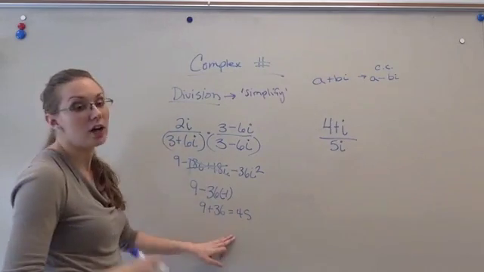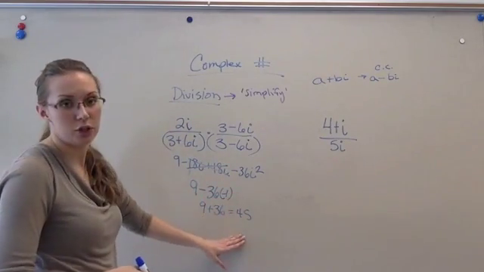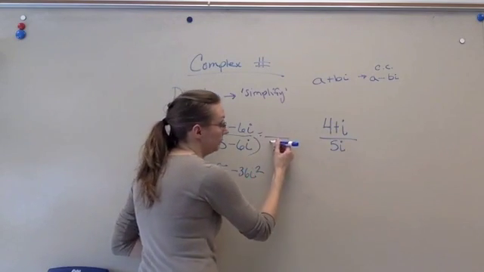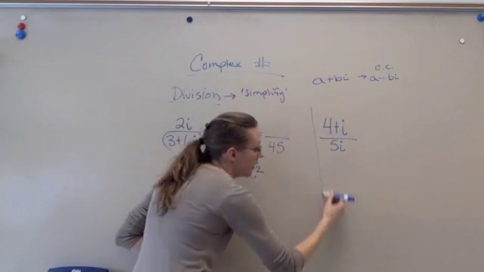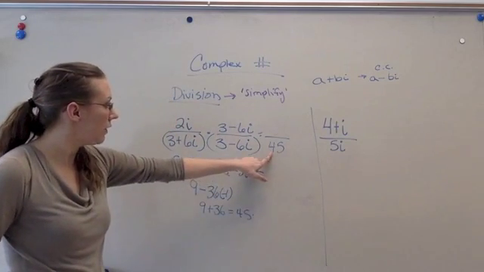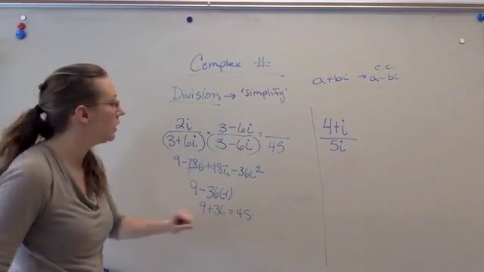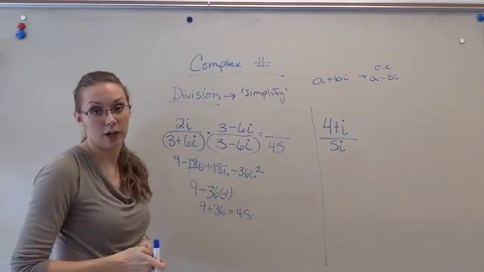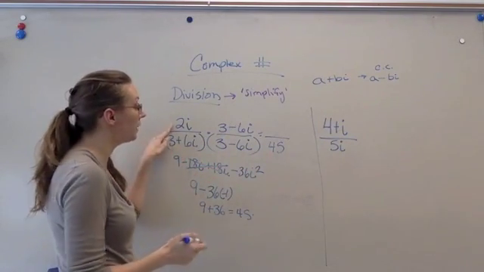This 45, we're not done. I know you're like, holy crap, we just did a bunch of work. We are not done right now. This 45 is our new denominator. Let's put a little line there. The denominator of our fraction is going to be 45. We have gotten rid of that i, so I know at this point that's pretty darn simplified. Now I'm going to do my top.